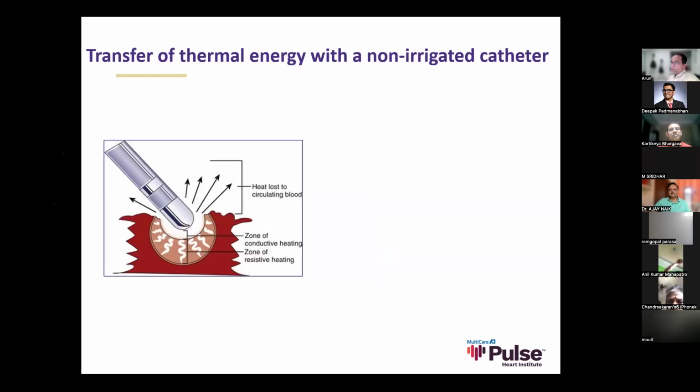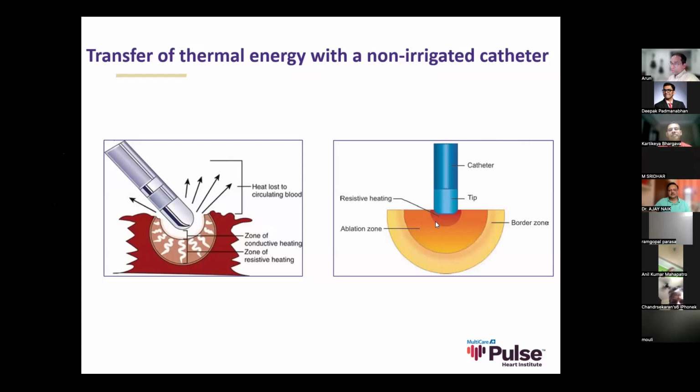With a non-irrigated catheter, we talked about two zones, a resistive zone and a conductive zone. If you look at the lesion depth, the irreversible lesion depth would be the depth that reaches 50 watt and 50 degrees Celsius and above. There is always a border zone which was heated up to maybe 40 or 30 degrees Celsius, and it leads to reversible injury, and it comes back after you stop ablation.